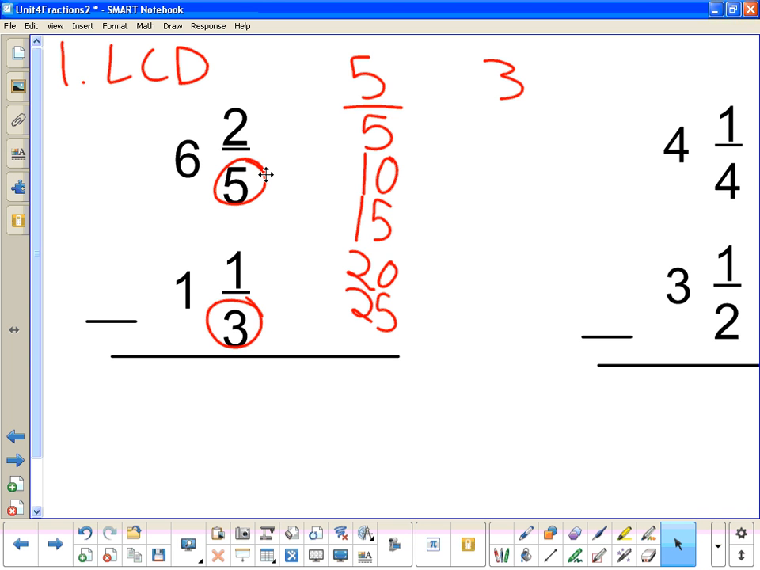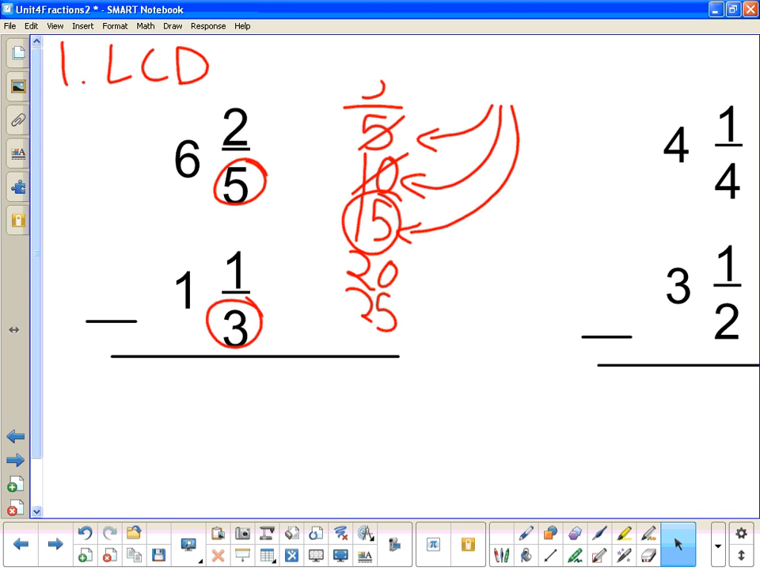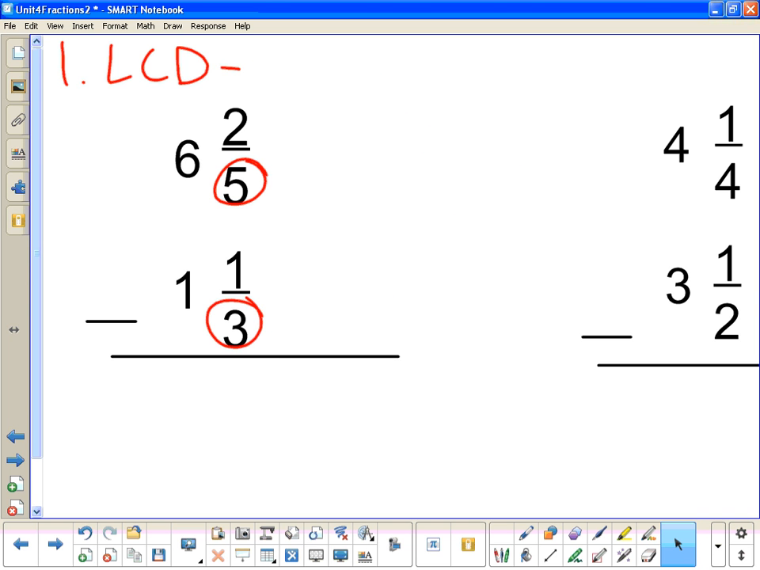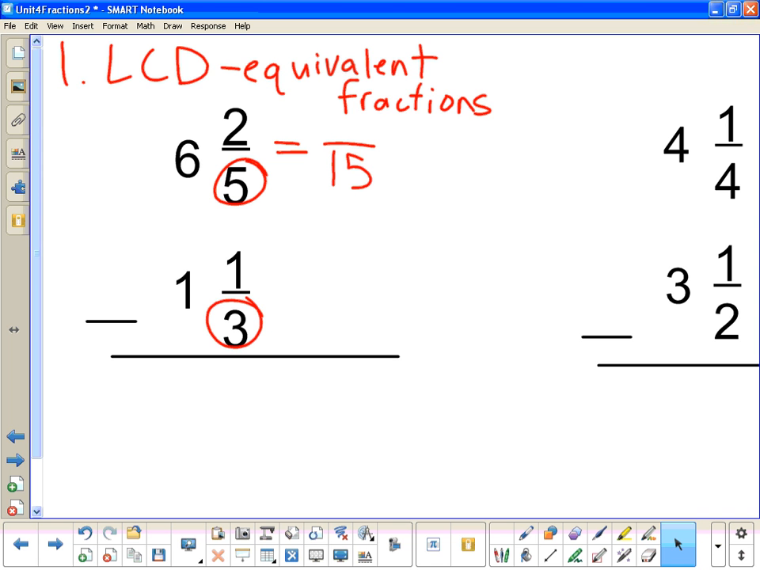Now I'm going to ask myself, can 3 go into 5? Nope. Can 3 go into 10? Nope. Can 3 go into 15? Yes. So that has to be my LCD. Okay. Now I'm going to make some equivalent fractions using my LCD. Okay, so I know that my new denominator has to be 15.